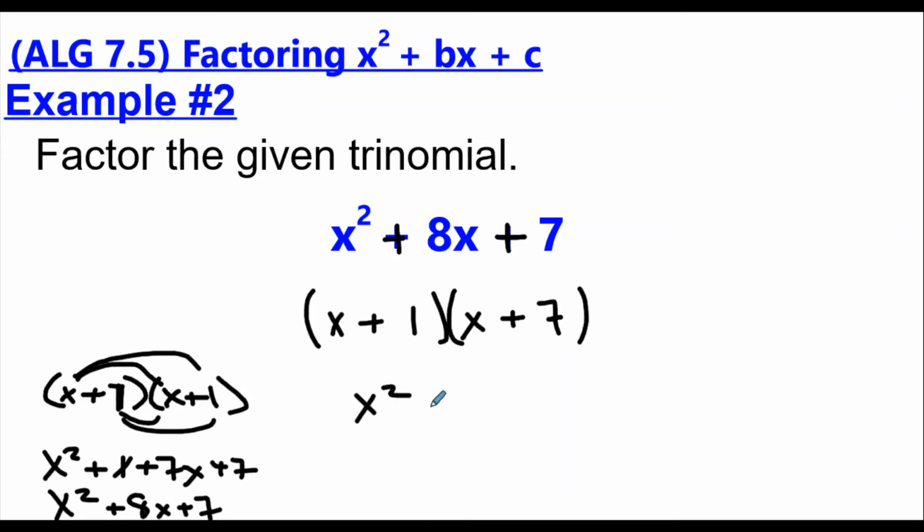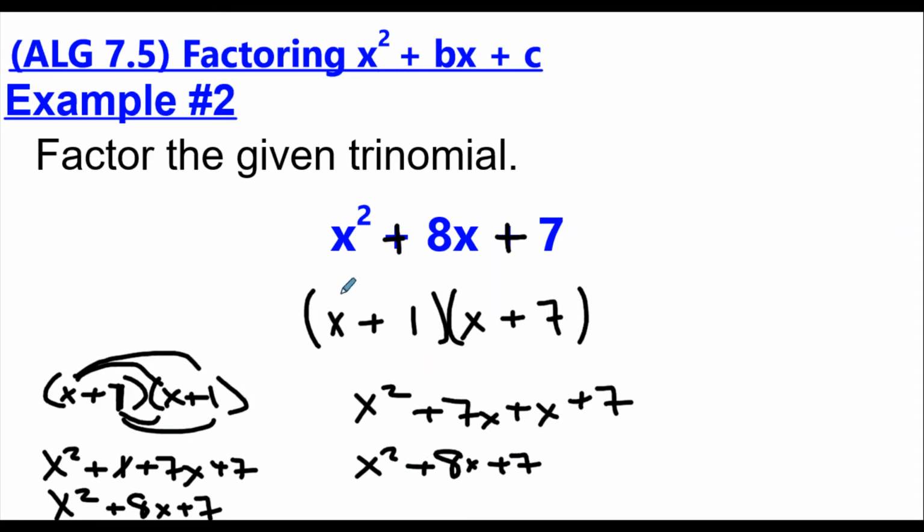The outside 2 gives me a 7x, the inside 2 a 1x, or just x, and 1 times 7 is 7. So again, I get 7x plus x. Yeah, it's in a different order than these two, but 7x plus x or x plus 7x does not matter. It still gives you 8x. So we do get the same result either way.